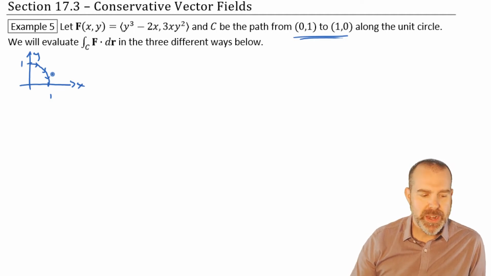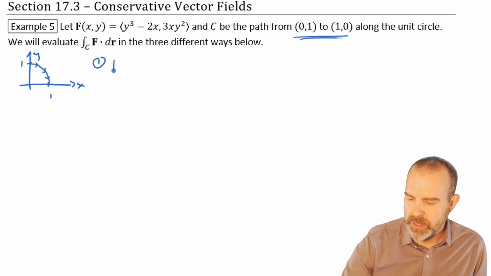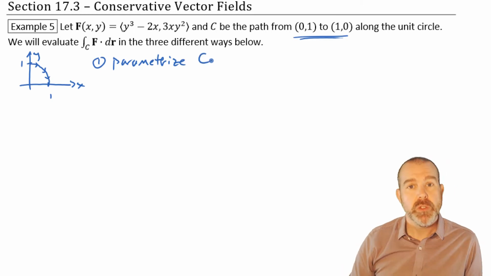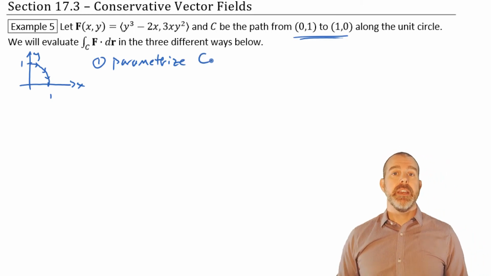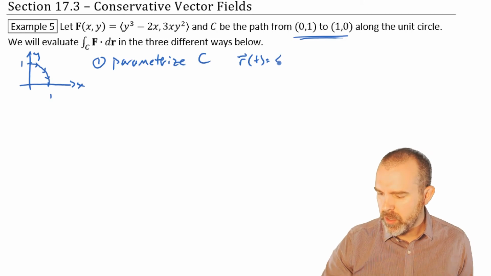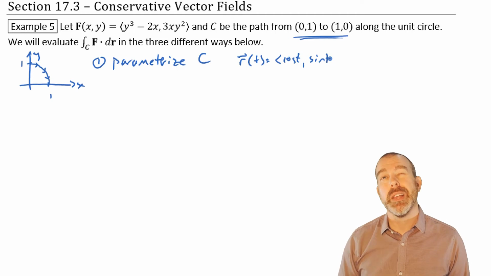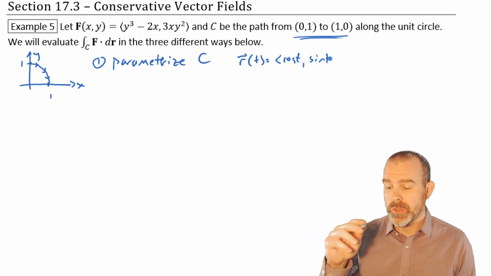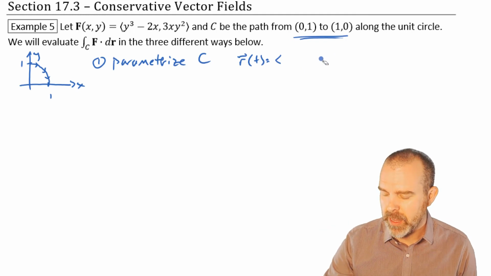Let's see here. Method number 1, let's parameterize the path. So this would be like the first line integrals that we did in section 17.2. Well, it's on the unit circle. So cosine t, sine t. Well, I guess that's a problem there. Cosine t, sine t starts at (1, 0) and goes up. So we need to reverse that. Let's have it be sine t.